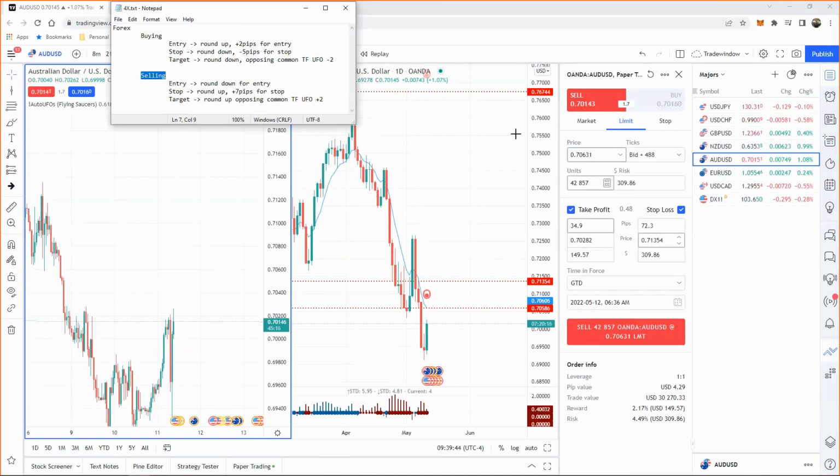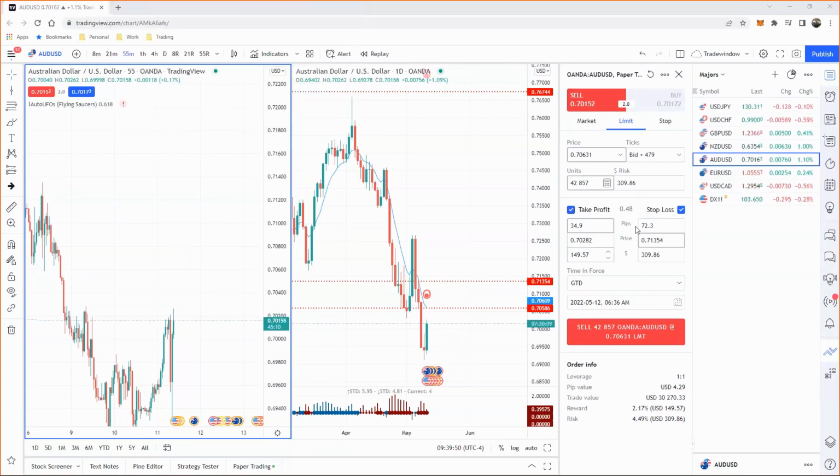And then the target is the opposing common time frame UFO minus 2 pips. Or I'm sorry, plus 2 pips as we're shorting. So let's go ahead and do that. We're going to round this down to 7063. We're going to round this up to 6, right? And we said we're going to add 7 more pips. So 36 plus 7 is 43 actually. Not 5, so 7. That's my bad. So that means we're risking 80 pips for this one.